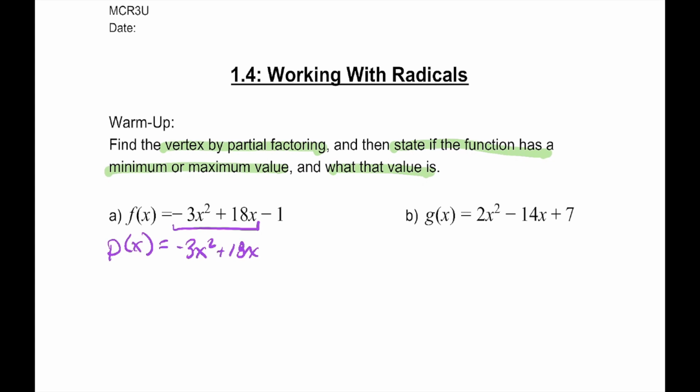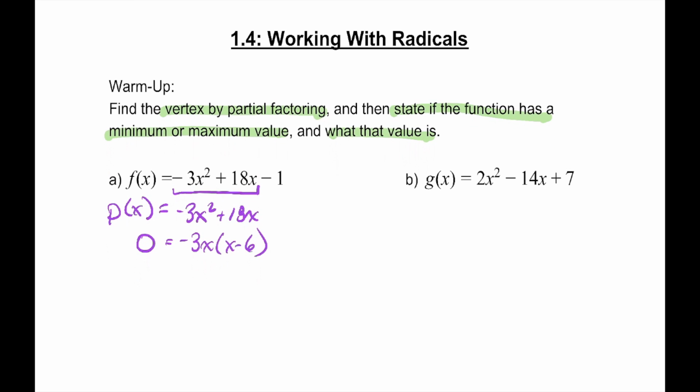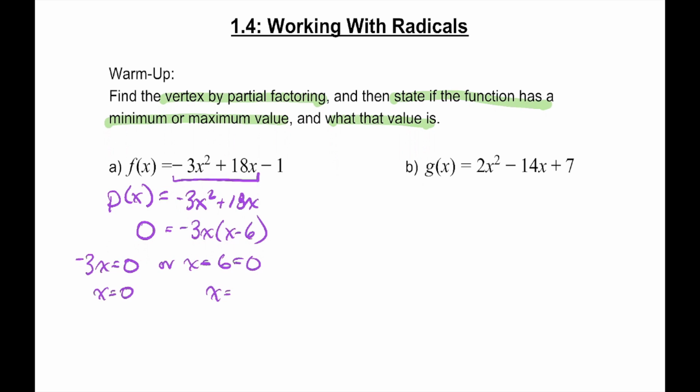And so factoring an equation like this is going to be really easy because we can always factor out an x. In this case, we also factor out -3. So that leaves us an x minus 6. And we want to find the zeros of that. So in this case, that means x is equal to 0 or x minus 6 is equal to 0. So what we discovered with partial factoring is one of the zeros is always going to be 0. And the other zero in this case is going to be 6.